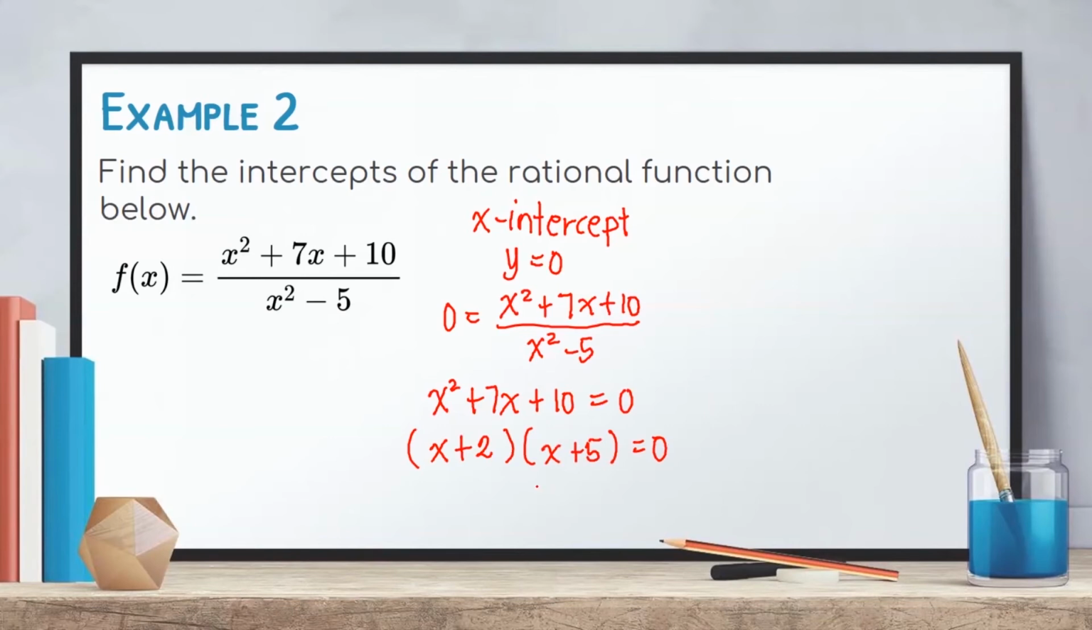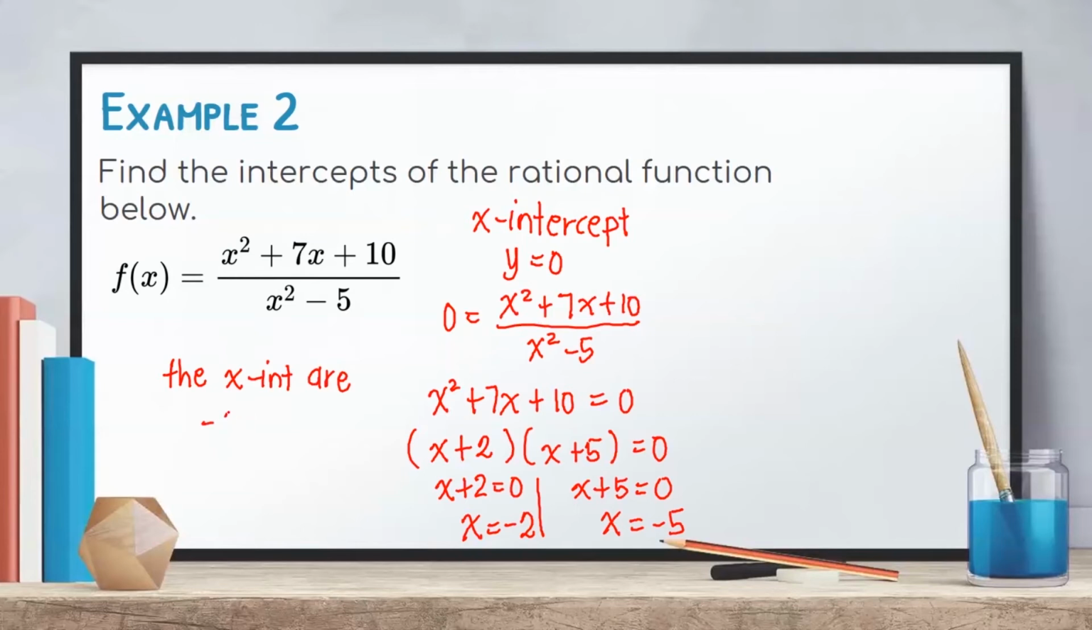Next, let us equate both factors to 0. x plus 2 equals 0 and x plus 5 equals 0. Solve for the value of x. Here, this will give us x equals negative 2, and here, this will give us x equals negative 5. Therefore, we have two x-intercepts. The x-intercepts are negative 2 and negative 5.